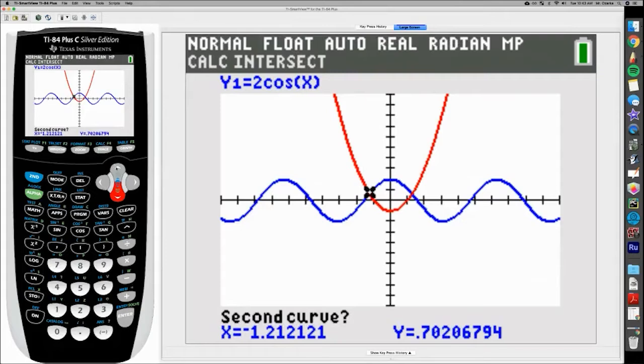Then that doesn't make any sense. Like you can't intersect with itself. You need to go to the second curve. So make sure, and it automatically always brings you to the other graph anyway. Second curve, hit enter. Now it says guess.